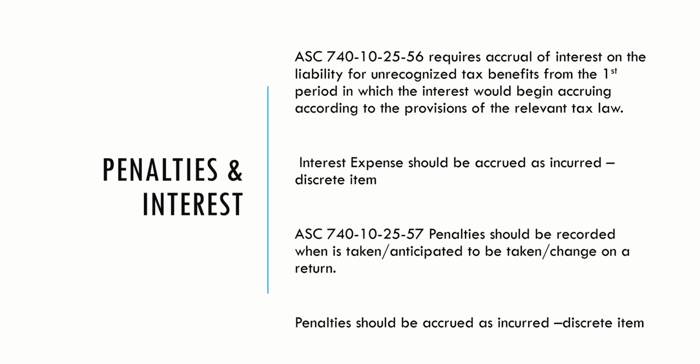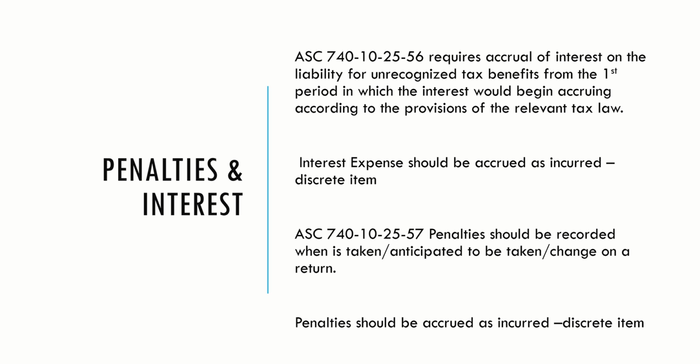Lastly, interest and penalties should be accounted for discretely as they occur since they are not related to the ordinary income. ASC 740 requires accrual of interest on the liability for unrecognized tax benefit from the first period in which the interest would begin accruing. That means interest expense should be accrued as incurred and should be excluded from the estimated annual ETR calculation.